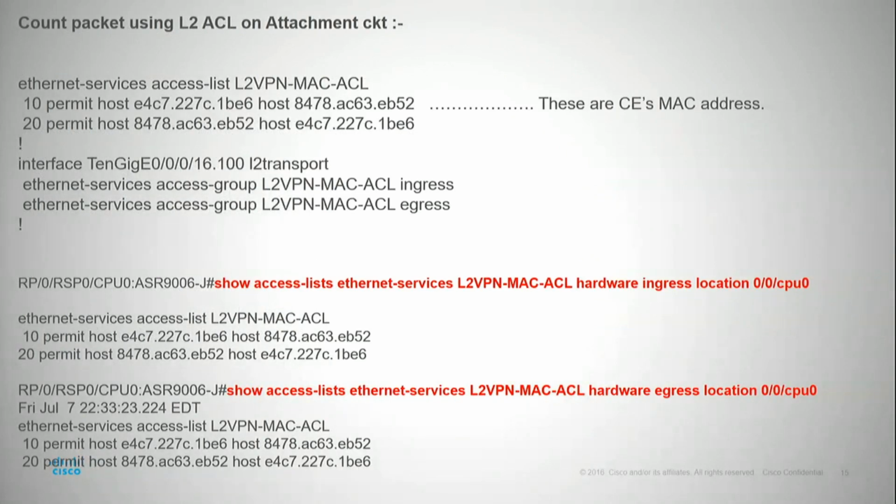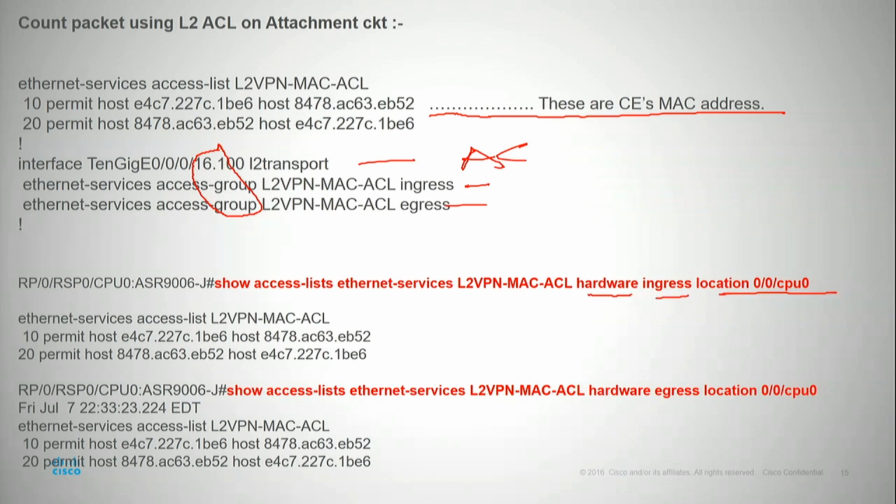These are customer edge MAC addresses, and I have applied this ACL under the attachment circuit on both ingress and egress direction. We can see here show access-list ethernet-service l2vpn mac-acl hardware ingress, and location. On the egress direction we verify on egress, and we can see whether counters are hitting or not. This will be very useful if any single customer is complaining about traffic.